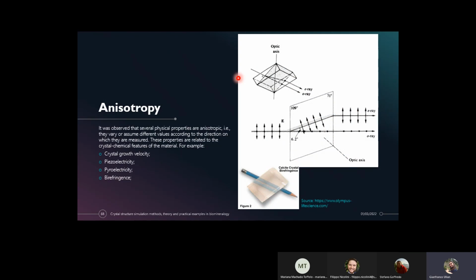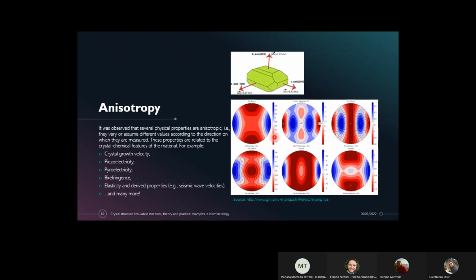Birefringence. So this is a calcite crystal that shows birefringence. You have the variation of the speed of propagation of light inside a crystal. And we can also have elasticity and derived properties, for example, the stiffness of a crystal.